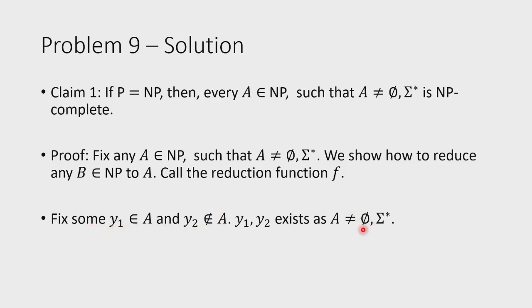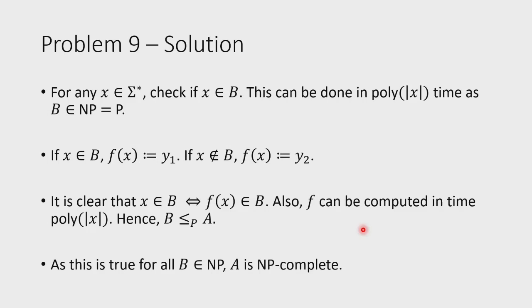Now we are going to do a very stupid reduction. It's very trivial. So here's what we are going to do. For any x in sigma star, we would check if x is in B.